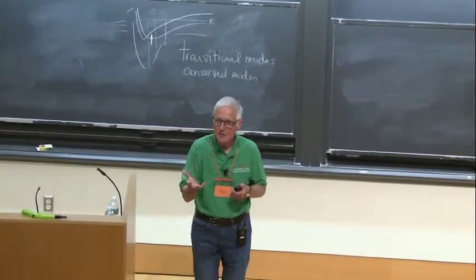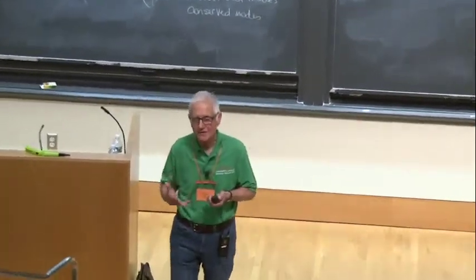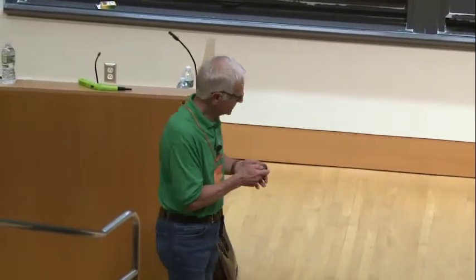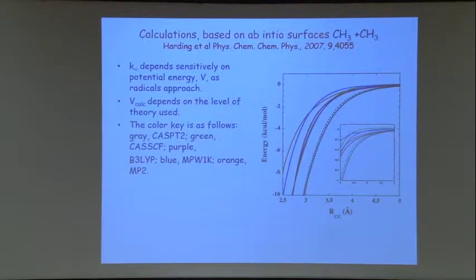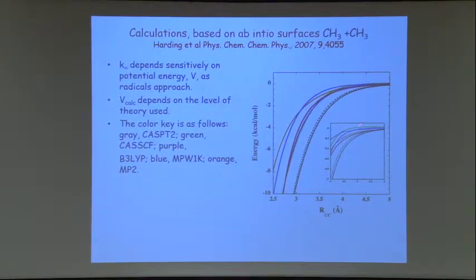That's what's determining how much energy is available, and the rate constant is very, very sensitive to that potential. And the calculated potential depends upon the level of theory used. So here are several different calculations of this potential energy for CH3 plus CH3, and you can see there are massive differences between them depending upon the level of theory that's used. And this is at higher resolution. That's way out here.